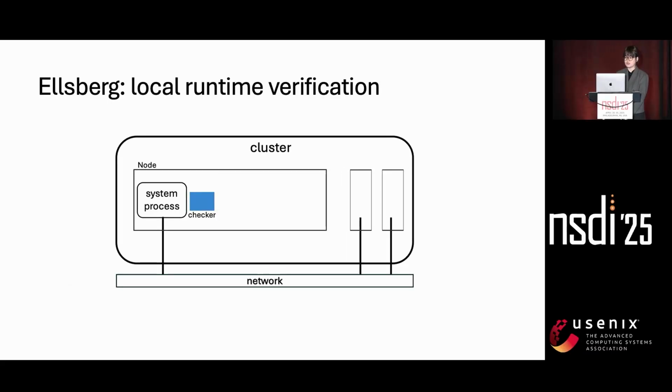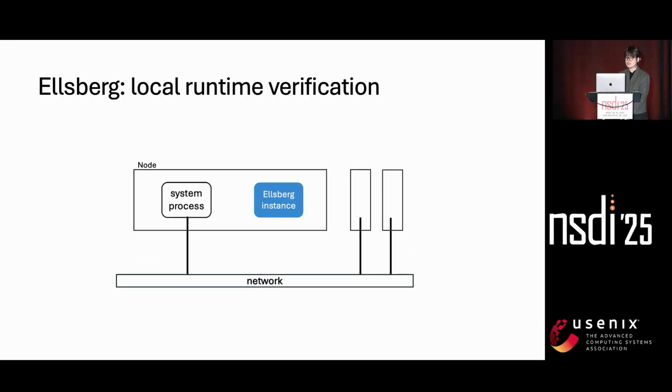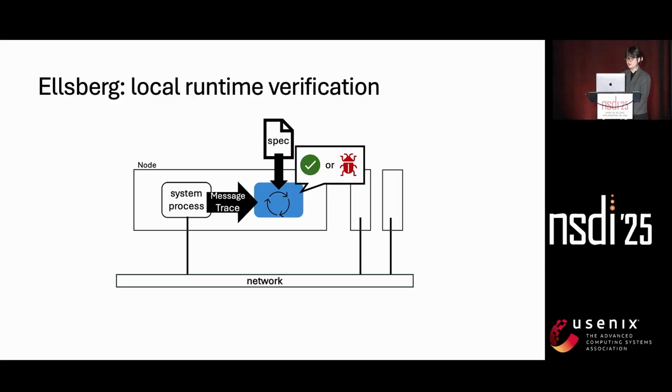So let's dig into how Ellsberg works with the system process within one node. The process is as follows. After providing the protocol specification to Ellsberg, Ellsberg keeps monitoring the external behaviors of the system process, that is, the message traces of the system process. Ellsberg then compares these two to decide whether they are consistent, and if not, Ellsberg will raise an alarm that the process execution has deviated from the protocol spec.